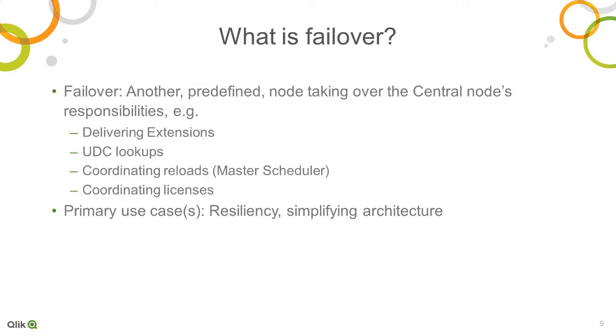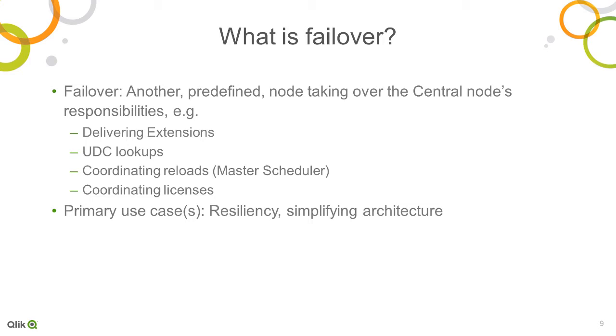So what does failover mean? Failover means inside of Sense that another predefined or already set up node will take over the responsibilities of the original central node if the central node were to be down. And by down, I mean the repository service is not running. Those responsibilities, I listed them earlier, but they're extensions, UDC lookups, coordinating reloads, and licenses as well. And the main reason why you'd want to utilize this functionality is to add resiliency to your architecture.